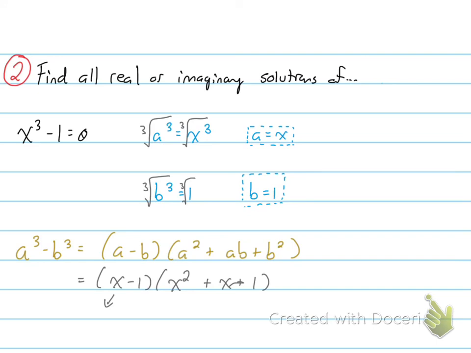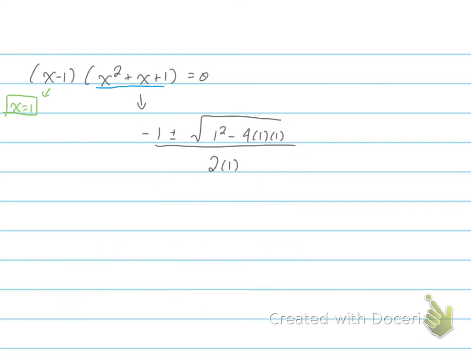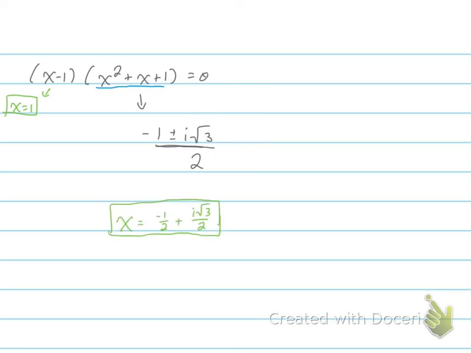Using the zero product property, x could be equal to 1. And then finally here, I'm going to use the quadratic formula again. I have negative 1 plus or minus the square root of 1 squared minus 4 times 1, all over 2. So I'll get negative 1 plus or minus the square root of negative 3 all over 2. Here I have some imaginary solutions. I'm going to simplify that square root of a negative number. And I'm going to get my answers as x equals negative 1/2 plus i square root of 3 over 2, and x equals negative 1/2 minus i square root of 3 over 2. And I would be done. Those are my 3 solutions.